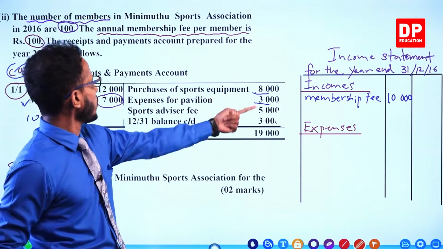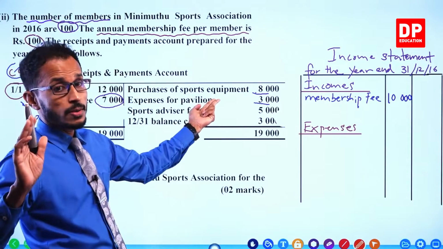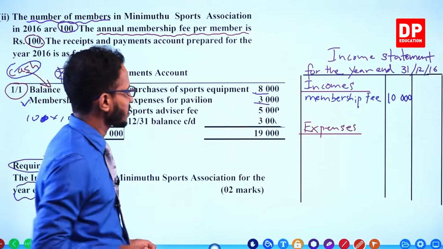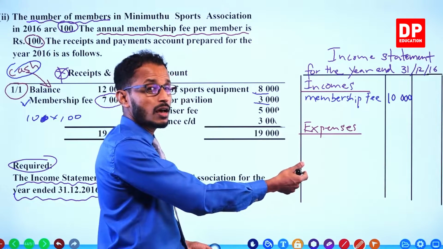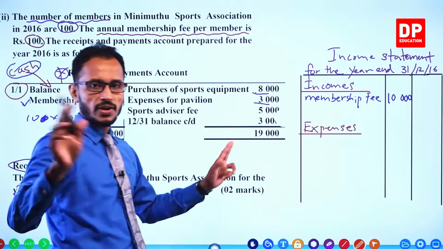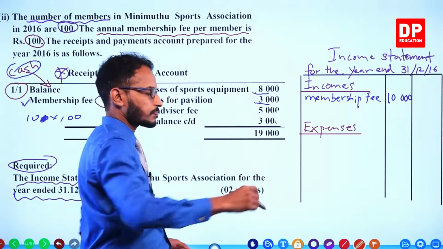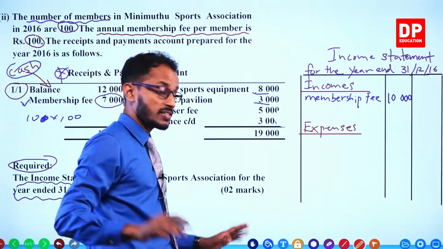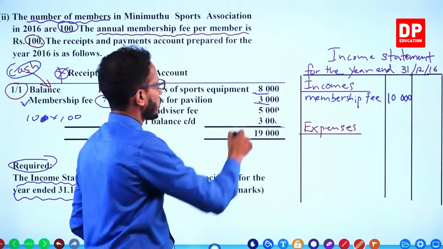Purchase of office equipment, purchase of sports equipment. I'm sorry, it's a sports club. Purchases. Expenses, right? Should be recorded, right? No, should not be recorded. It is a purchase of an asset, so we don't record. Non-current assets we don't record as expenses in the income statement.